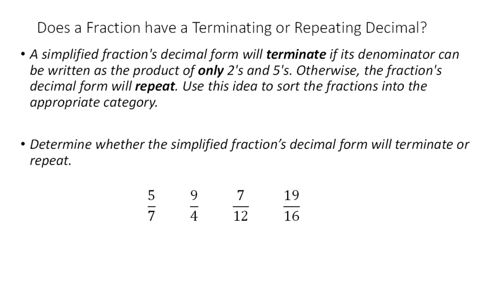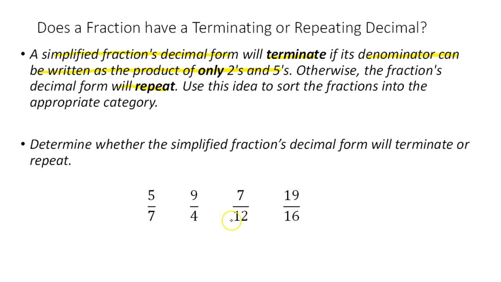In this homework example, you're asked, does a fraction have a terminating or repeating decimal? So let's read this description. A simplified fraction's decimal form will terminate if its denominator can be written as the product of only 2's and 5's. Otherwise, the fraction's decimal form will repeat. Use this idea to sort the fractions into the appropriate category.